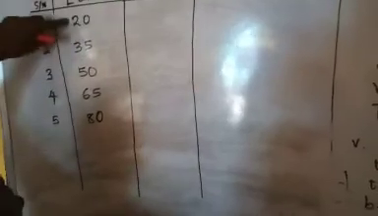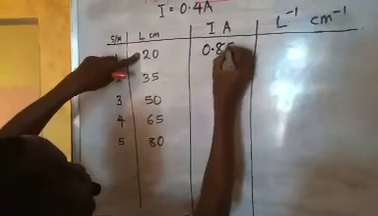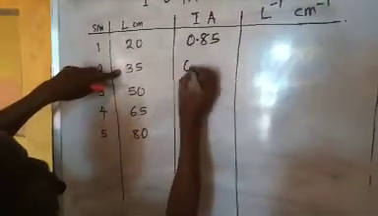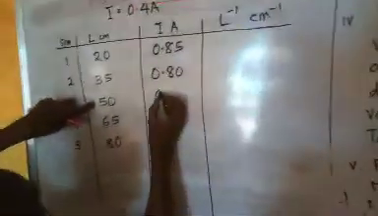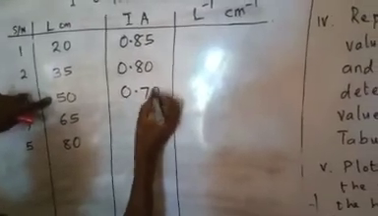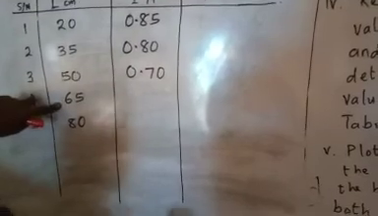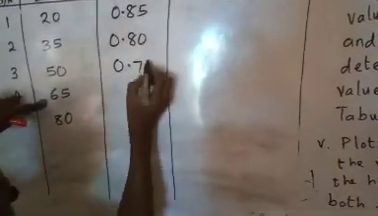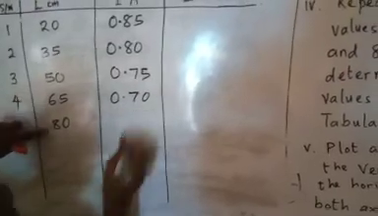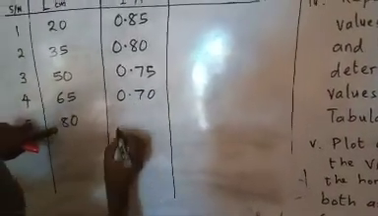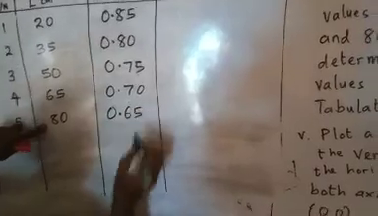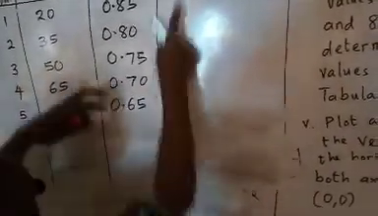Okay. Now when we have 20, we have 0.85. In 35 we have 0.80. In 50 here we have 0.70. And we have 65 here. This is 0.75. And in 80 here we have 0.65.